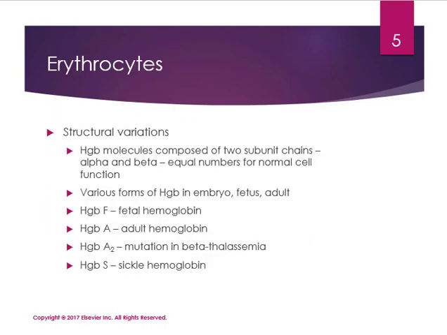There are several different types of hemoglobin that are found in the embryonic state, in the fetal state, and the adult state. And so hemoglobin F is a fetal hemoglobin, hemoglobin A an adult hemoglobin, hemoglobin A2 is a mutation in beta thalassemia, and hemoglobin S is a sickle hemoglobin. We're not going to go into much detail on these structural variations, and if you're looking for more on that, it's in the first page or two of your chapter.